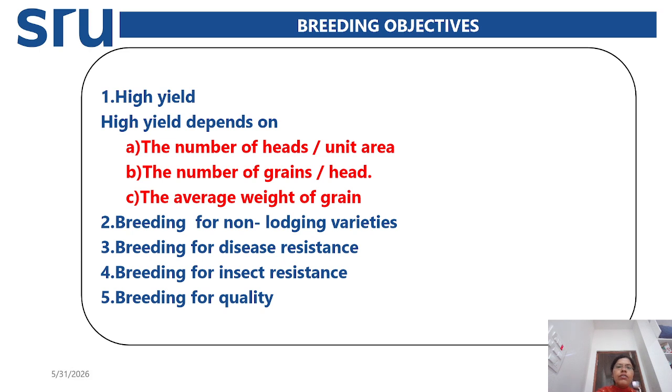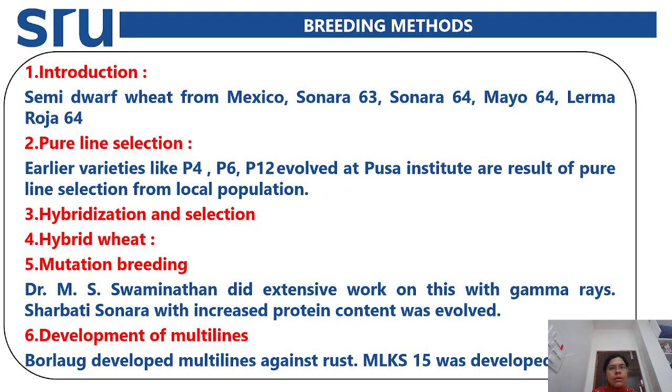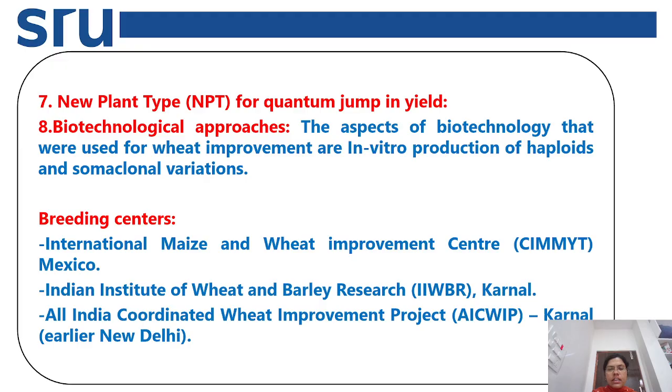And these are the five breeding objectives which are most important in the breeding of wheat. And these are the breeding methods which we have discussed. And these are the three breeding centers which are present for the wheat crop.